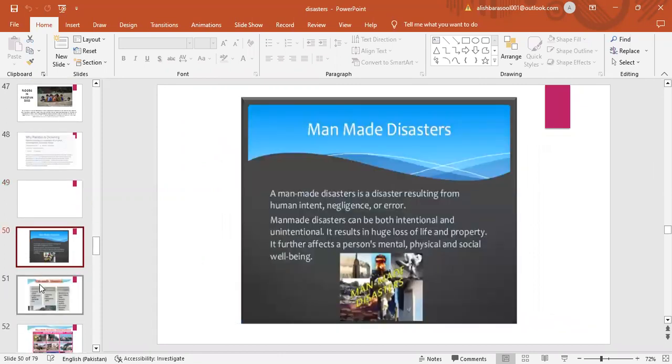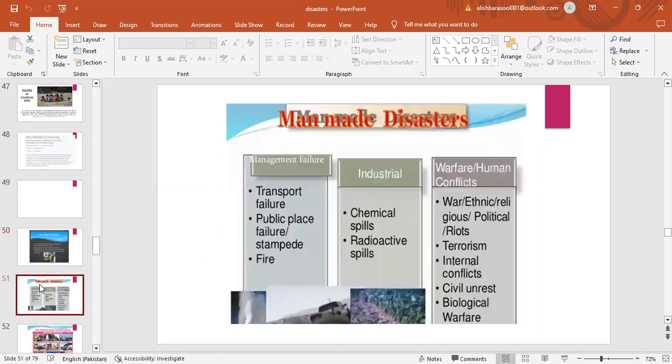A man-made disaster is a disaster resulting from human intent, negligence, or error. Man-made disasters can be both intentional and unintentional. They result in huge loss of life and property. They further affect a person's mental, physical, and social well-being.